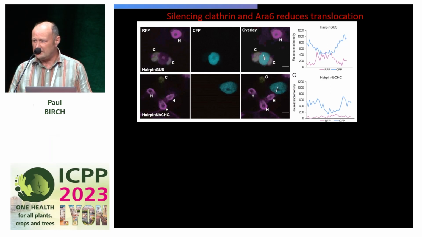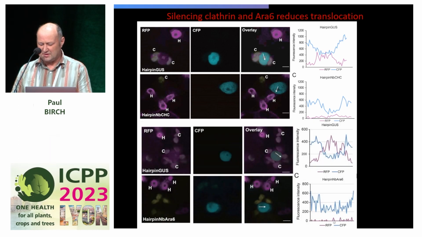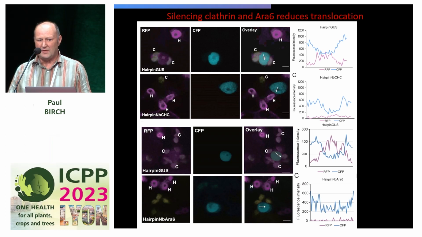So we look at the delivery of these effectors then inside the plant cell to their destination. O4314 will accumulate in the host nucleolus, and it's much easier to see over here on this fluorescence trace. As the blue fluorescence drops, the red fluorescence increases. That isn't the case where we silence the clathrin. It also isn't the case where we silence the ARA6. So it seems that both of these proteins are in some way important for the effector to get inside the plant cell, reach its destination.